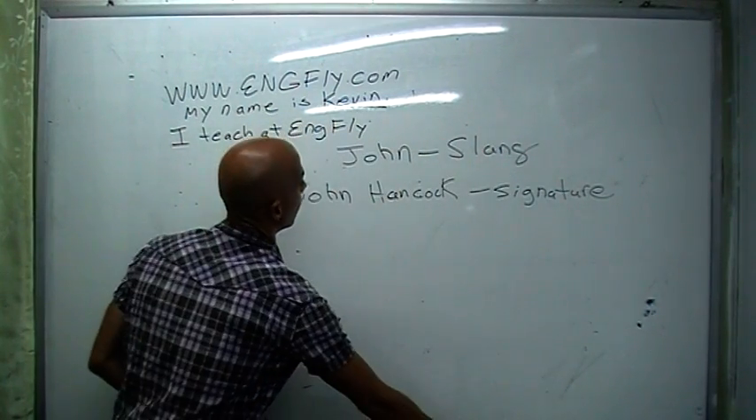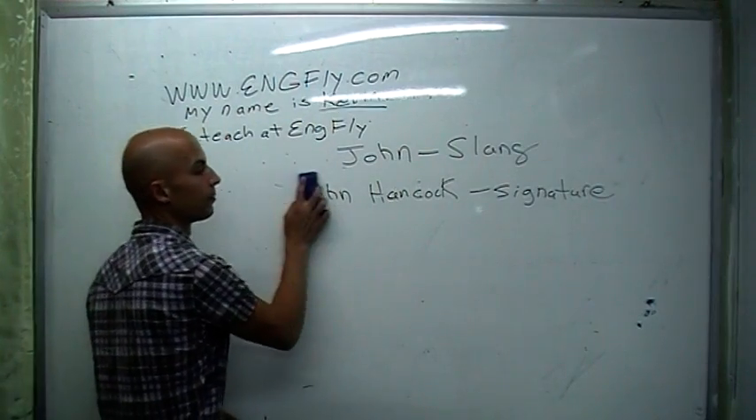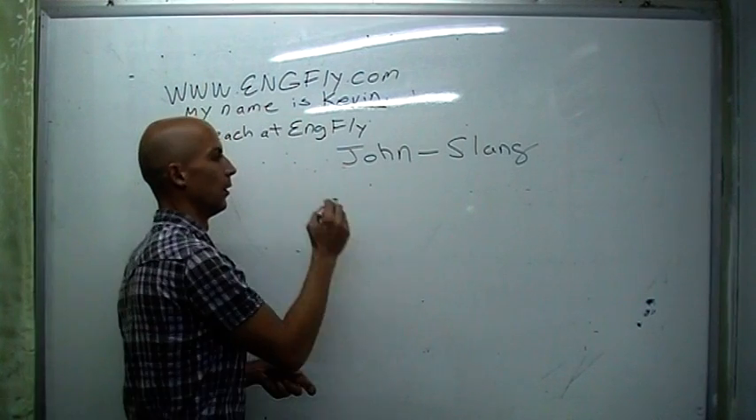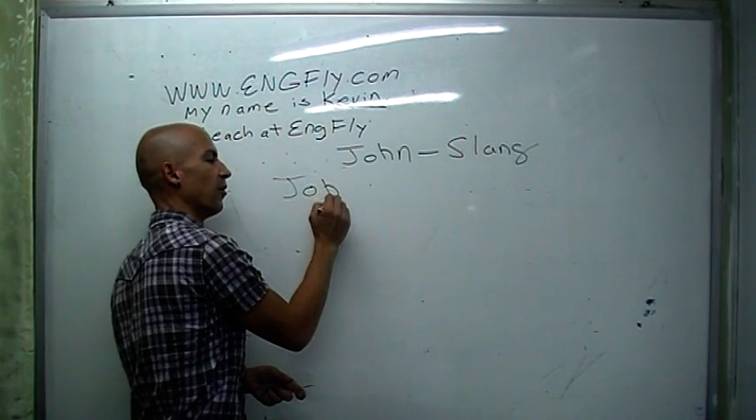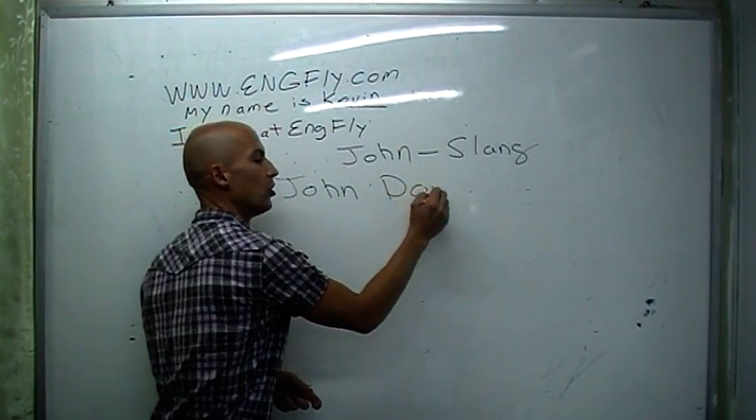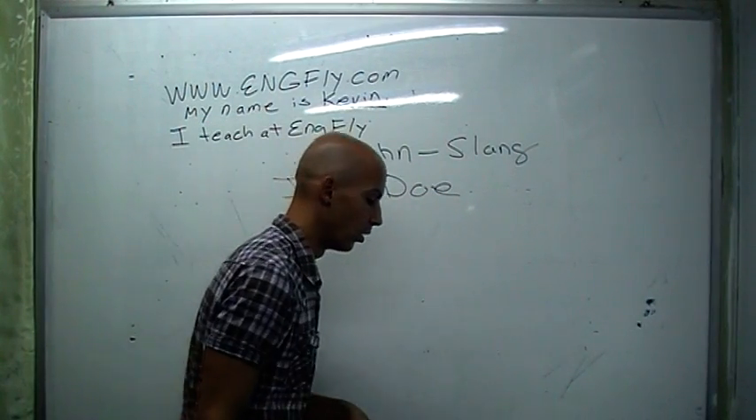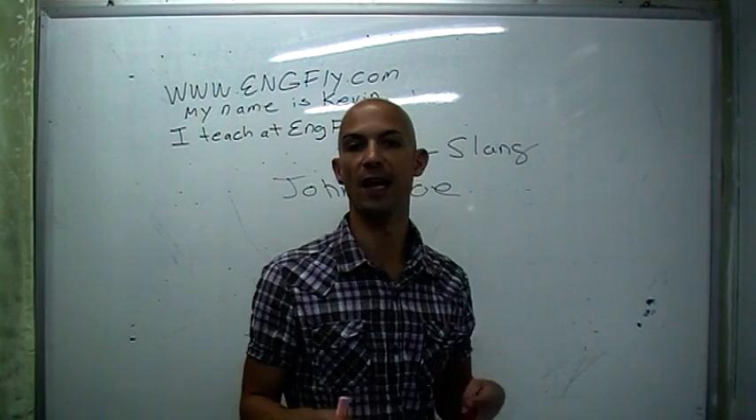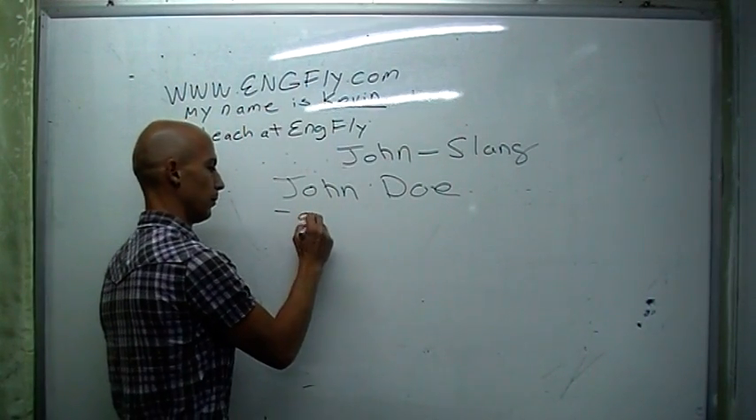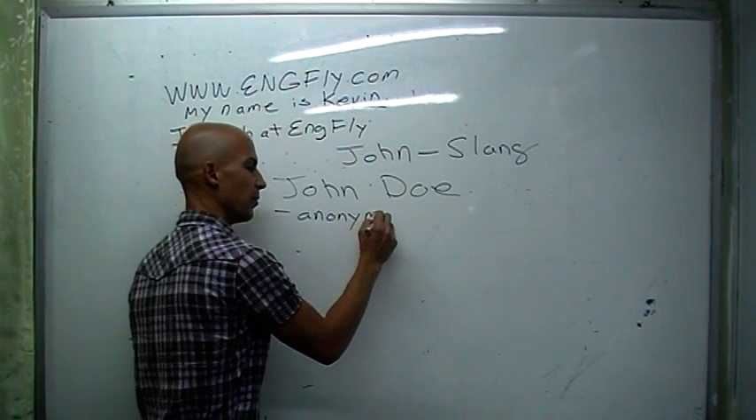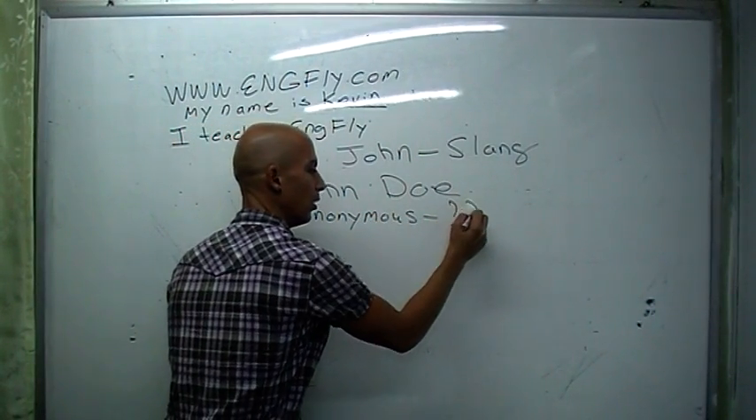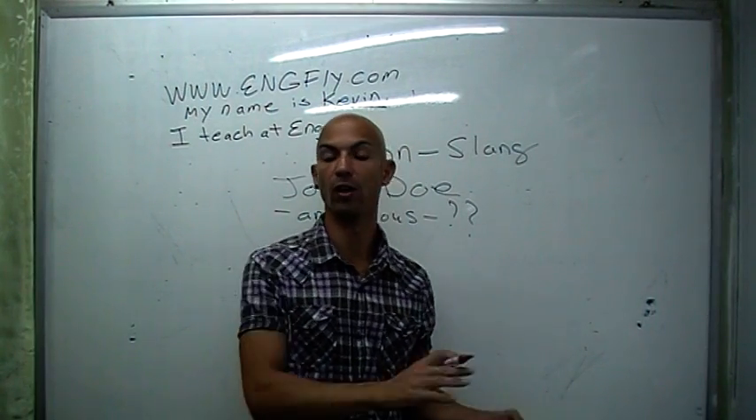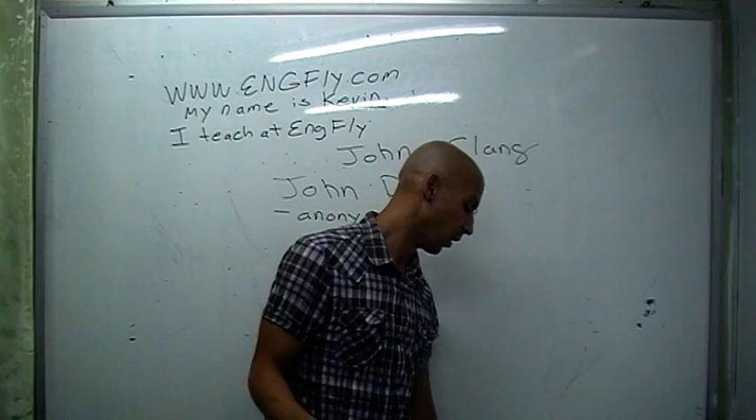Also, another way of using John, and this has many versions as well, is John Doe. Now, a John Doe is someone who is anonymous. Anonymous means you don't know their name, or you don't know who they are, or they don't want that person to know.